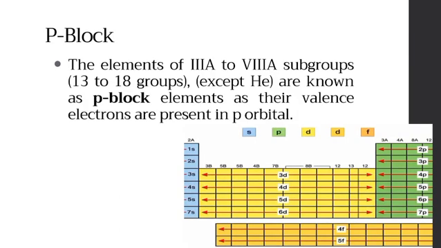Elements of groups 13 to 18, except helium, are called p block elements. Their valence electrons are present in the p orbital. This block contains metals, nonmetals, and metalloids, making it the most diverse block.